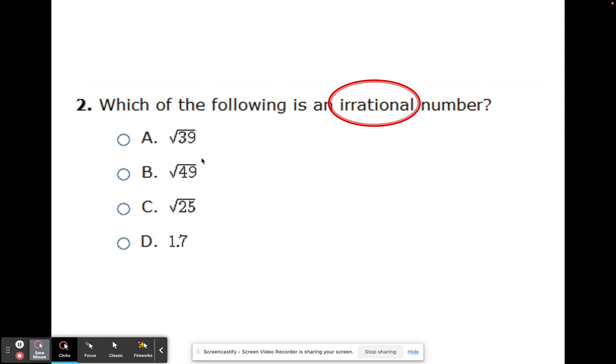Which one's irrational? Square root of 49 is 7. Square root of 25 is 5. 1.7 can be written as a fraction. It is square root of 39.